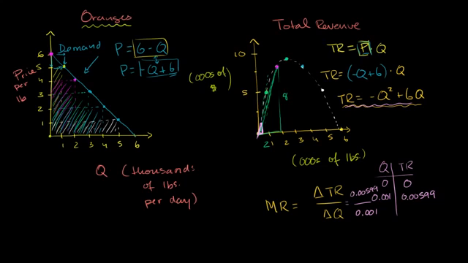per pound. So when our quantity is 1, our marginal revenue is $4 per pound, just like that. Now, let's think about the marginal revenue when our quantity is 2.